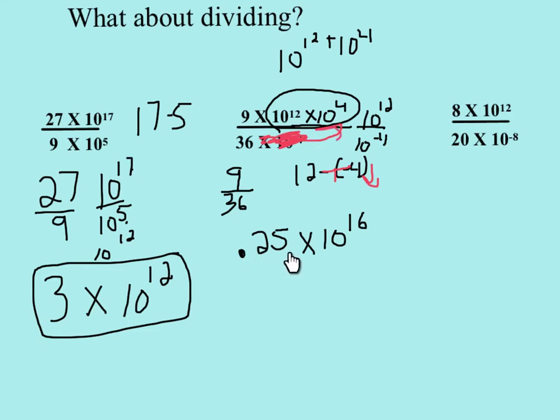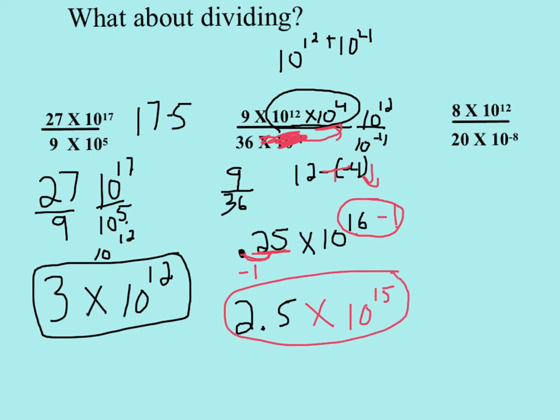Is this number between 1 and 10? And the answer is no, it's less than 1. So I need to rewrite this. I need to say 2.5. So I need to get this decimal right there. So that's going to be a move, and it's going to be a negative 1 move because this number is smaller than 1. So if it's smaller than 1, the move's negative to get it over. So I'll take that negative 1 and I'll combine it with this. So 16 minus 1 is 15. There's my answer.